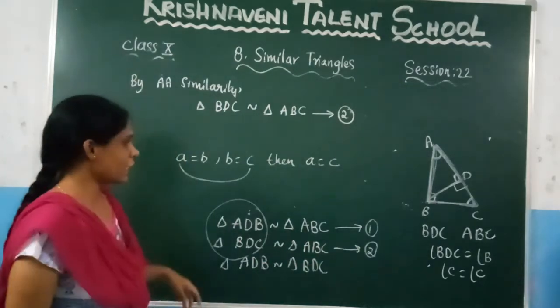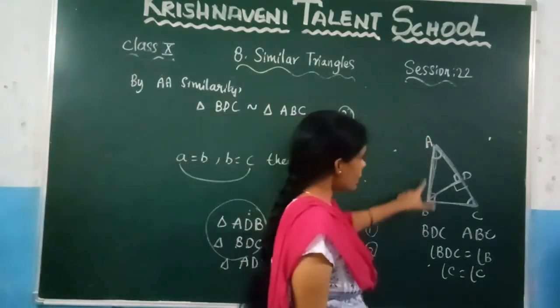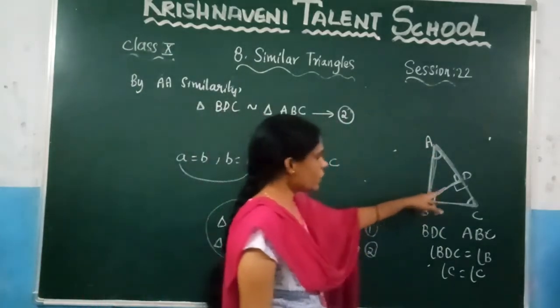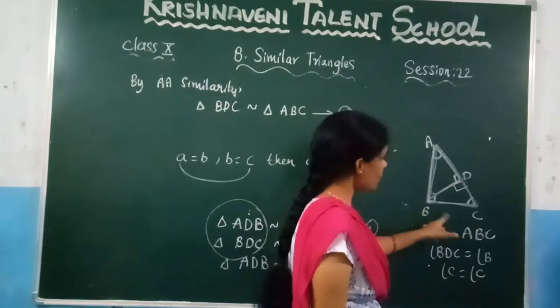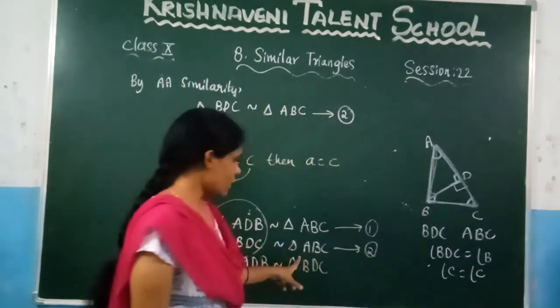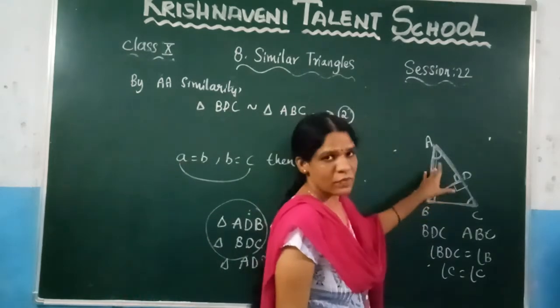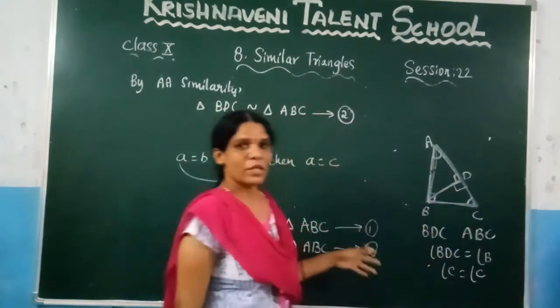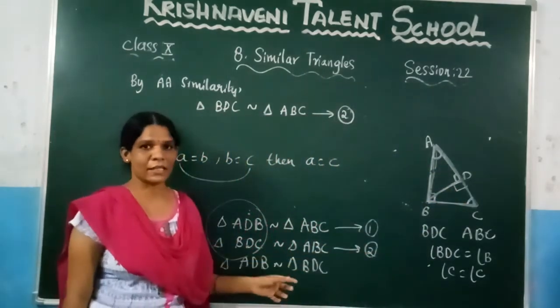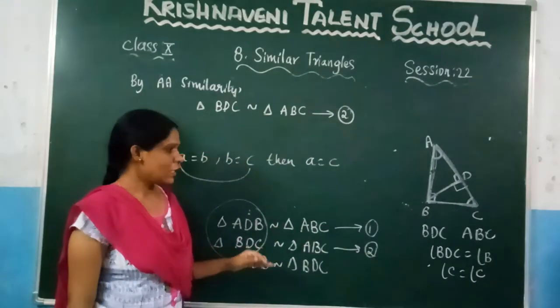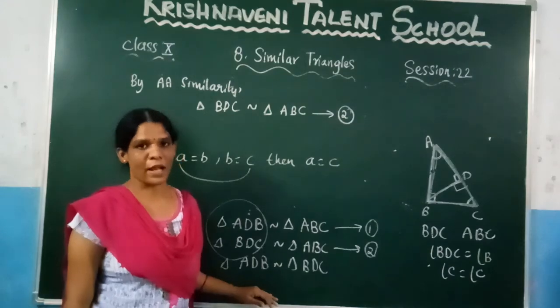So we have proved here the smaller triangle is similar to the bigger triangle. This is equation 1. And again we have proved the smaller triangle is similar to the bigger triangle, which is equation 2. And we have proved these two triangles, which are the smaller triangles, are similar. Now we are going to use this theorem to solve the problems in exercise 8.3. So let us understand this theorem and practice well.